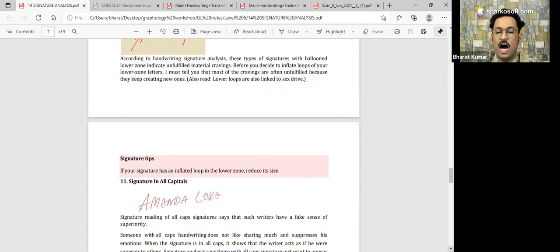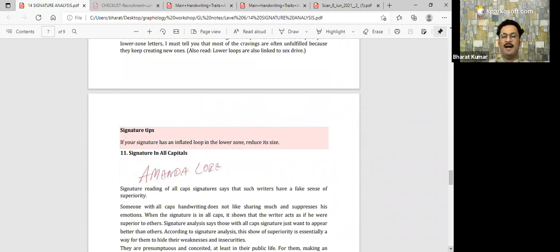Signature in all capitals: avoid these signatures. If all alphabets are in capital, like in Amananda. Charu, in case of your signature, nothing is clear. C-H-A-R-U, nothing is clear. And in place of two lines, you are making a Z. Remove this Z, have a single line. Okay?